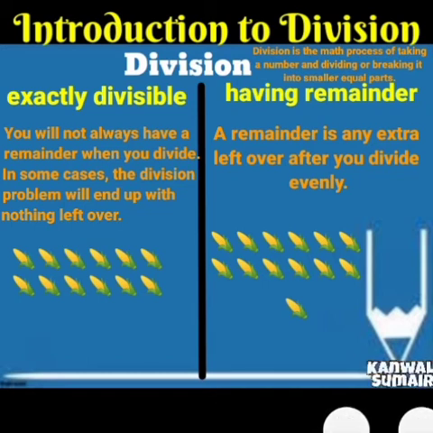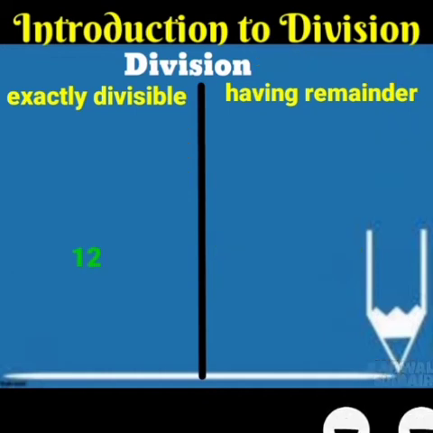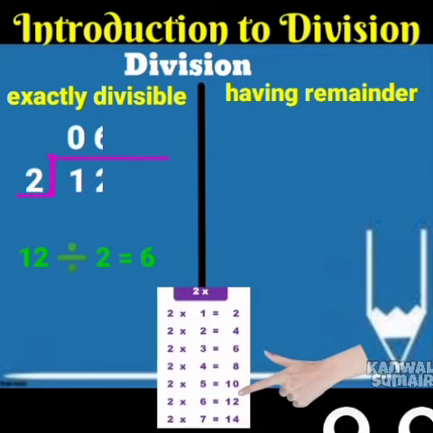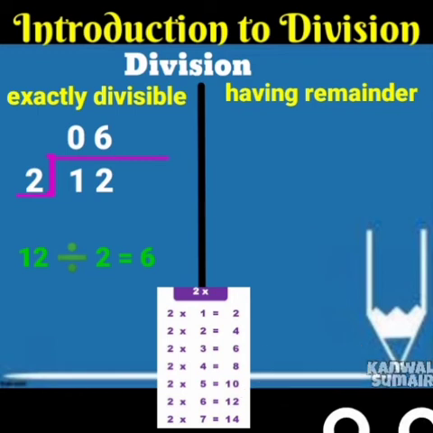Let's understand the concept of having a remainder and being exactly divisible. 12 divided by 2 is equal to 6. How? Because 2 times 6 is equal to 12. It means that 12 is exactly divisible by 2. 12 comes in the 2 times table and nothing is left over. Nothing is remaining. It is exactly divided.